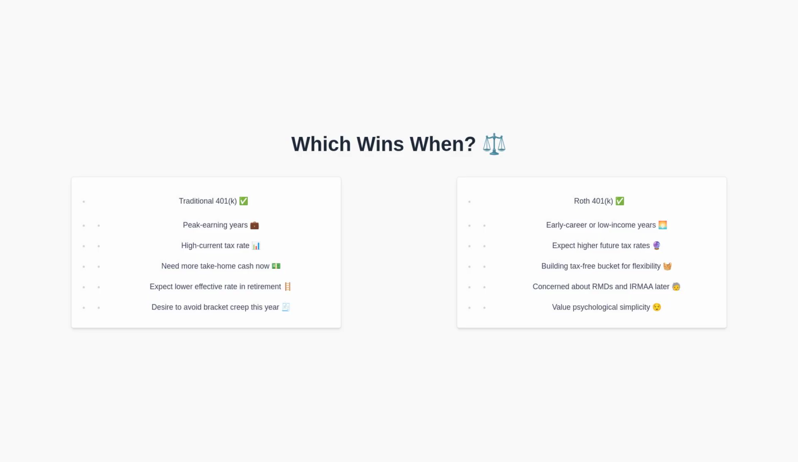Roth 401k tends to win in early career or lower income years, when you anticipate higher future tax rates, when you want a tax-free bucket for flexibility, when you're concerned about required distributions and Medicare premium surcharges later in life, and when you value simplicity. If you're torn, a split approach can provide diversification. Next, let's look at some common scenarios in table form.